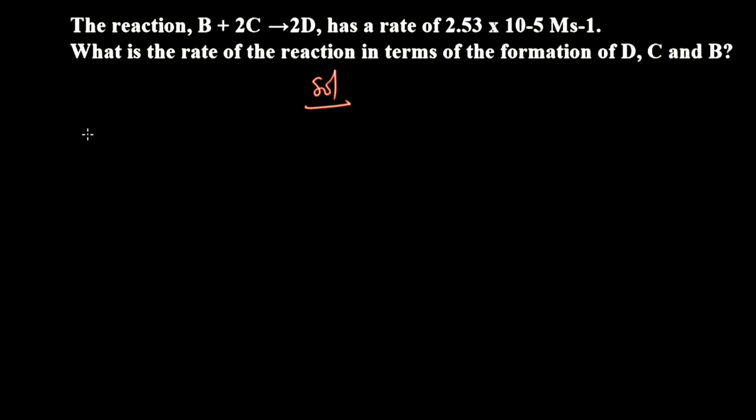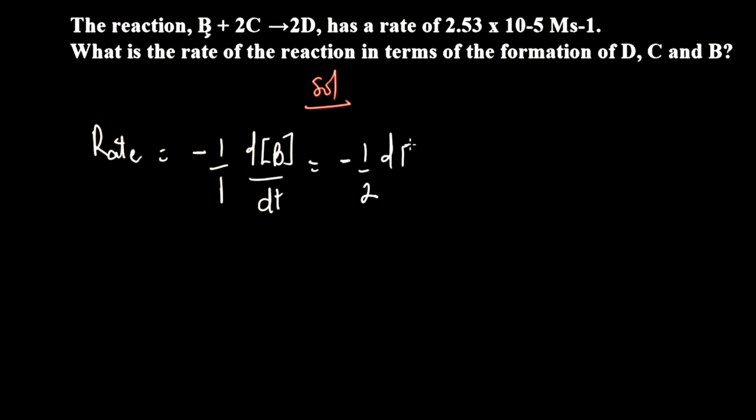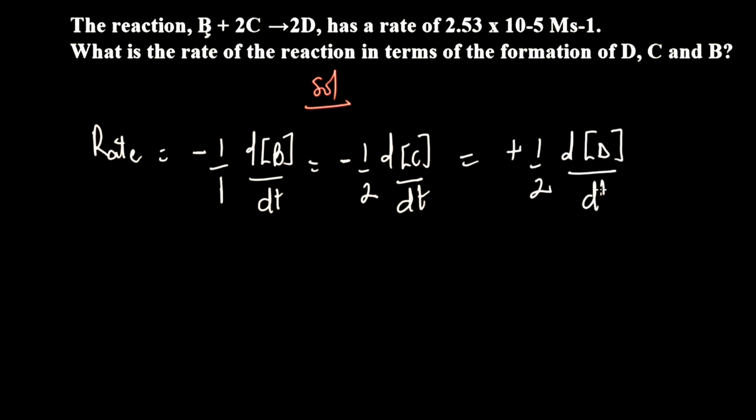The first thing to do is to write out the rate expression. So we have that rate equals negative 1 over 1, since this is the reactant and its concentration decreases with time. So we have negative 1 over 1, change in B over change in time. And we also have negative 1 over 2, change in C over change in time. And we have a positive 1 over 2, change in D over change in time. So we have 2.53 times 10 to the power minus 5 as the rate.